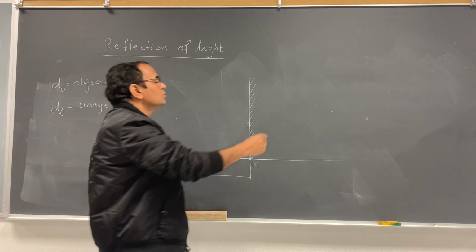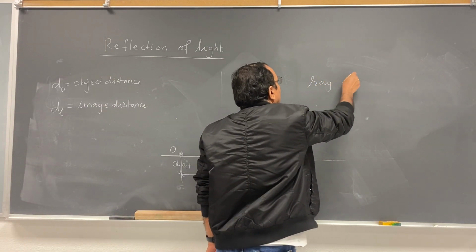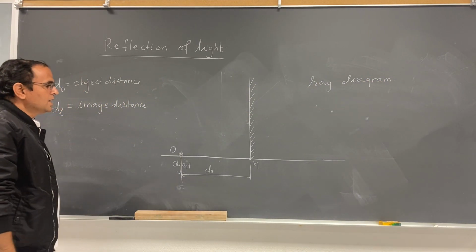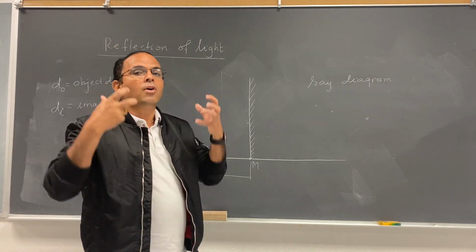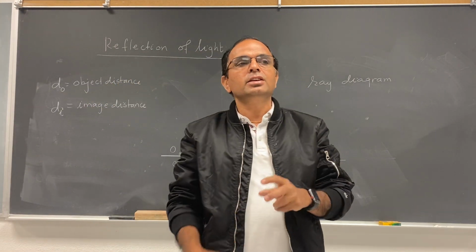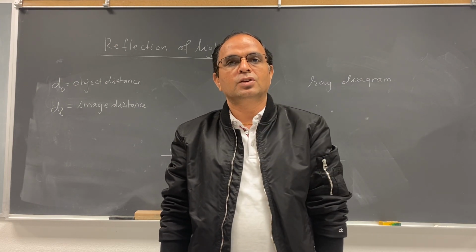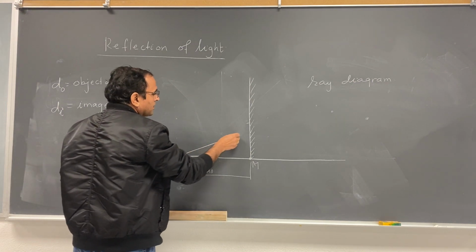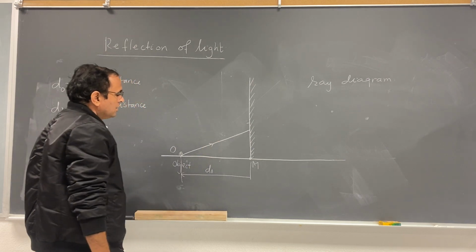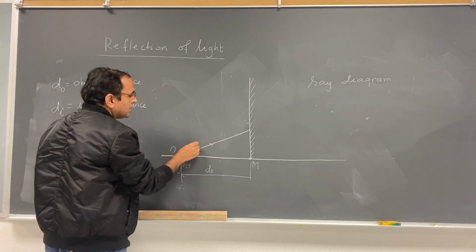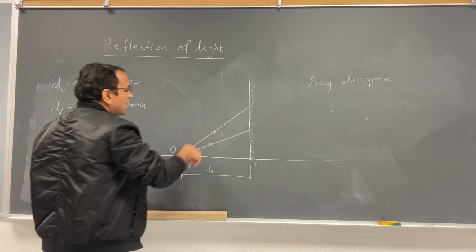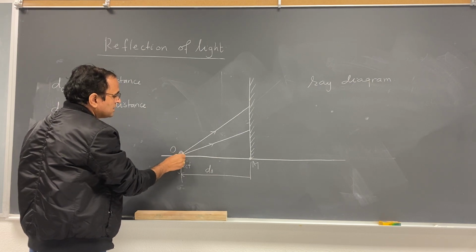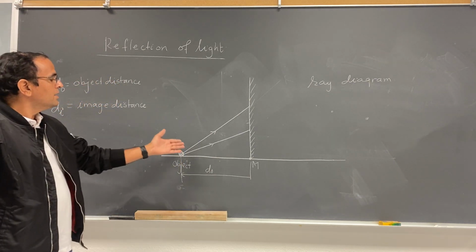It is important to draw the ray diagram. To form an image, you need at least two rays. Let us suppose one ray is this, the incident ray, and another ray from here is this. So I take two rays from the point object. It is a small object, like a point size. So I take two rays.